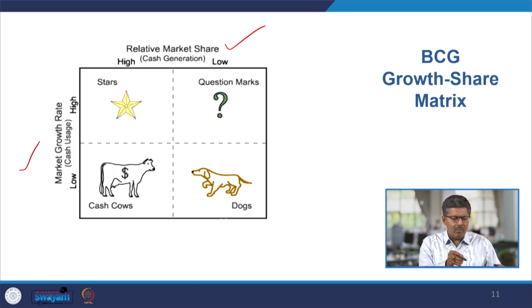On the basis of market share, the market growth rate can be low or high, and similarly relative market share can be high or low. How much cash it is generating helps to decide the market share as well. So this question mark, star, cash cow and dog is defined. Let us understand each one of them very clearly.